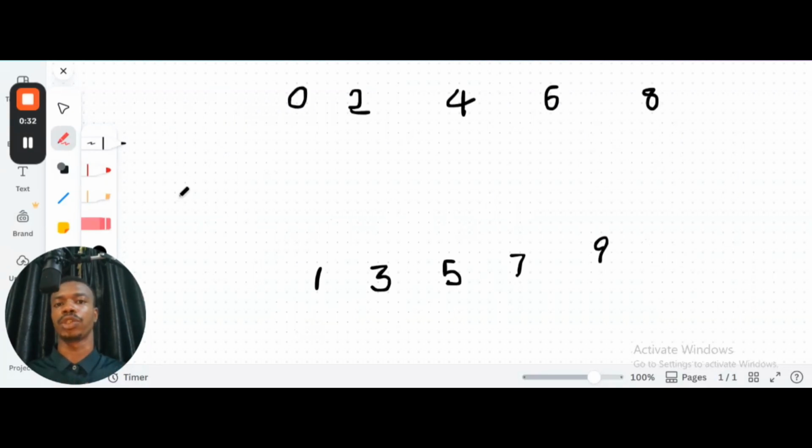A good trick to remember is that even numbers end in 0, 2, 4, 6, 8. We can have 10, 12, 14, 16, 18, 20, 22, 24, 26, 28, and so on. If it ends in 0 or 2 or 4 or 6 or 8, it's an even number. Now, odd numbers end in 1, 3, 5, 7, or 9. We have 11, 13, 15, 17, 19, 21, 23, and so on. If it ends in 1, 3, 5, 7, or 9, it's an odd number.